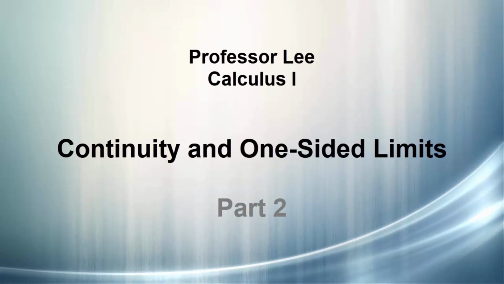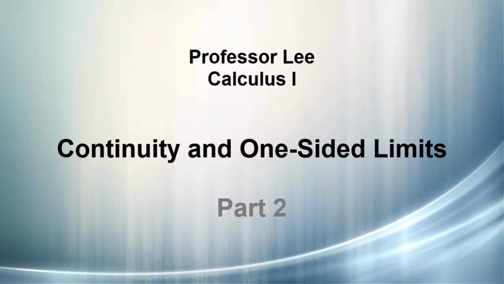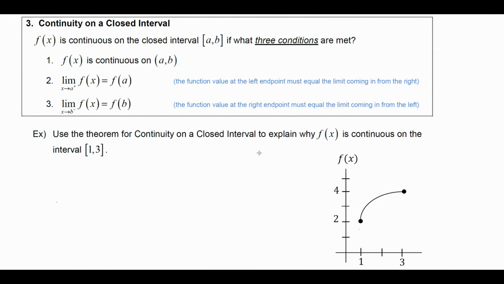Continuity and one-sided limit, Part 2. Let's say that we want to look at some parts of a function, not the whole thing. Then there would be endpoints. How do we define continuity on a closed interval with the endpoint? So look at the graph below.